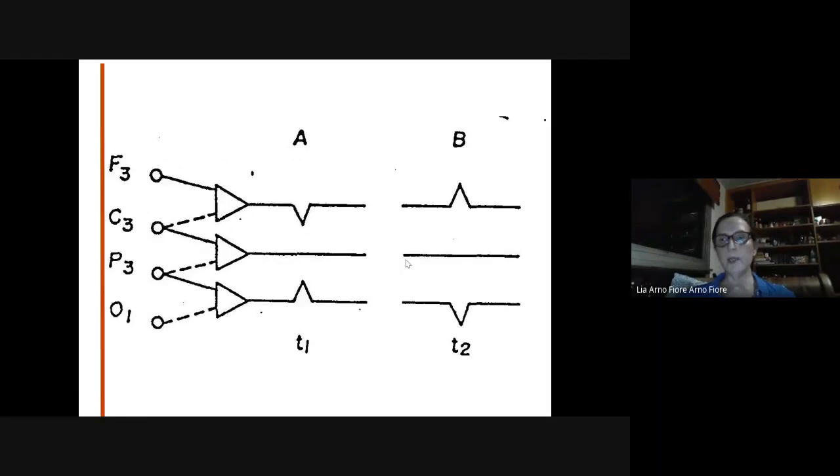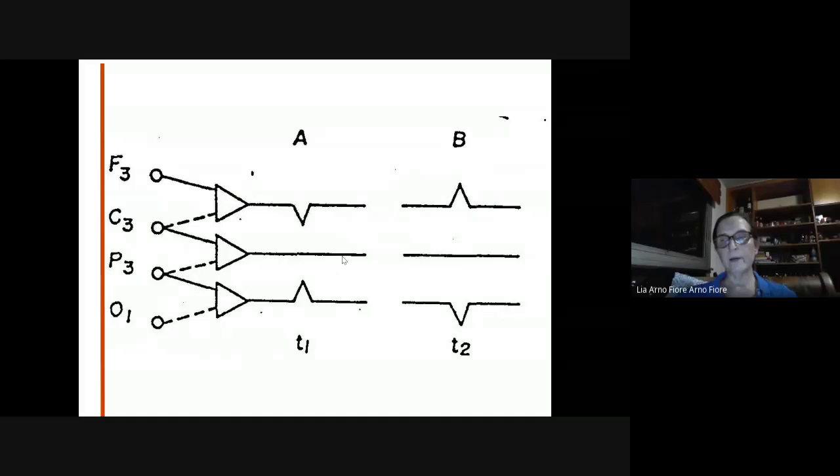Between F3 and C3, C3 is more negative, right? Between C3 and P, no difference, right? They're equipotent. And between P and occipital, P is more negative than the occipital. So what's going on? And if it's positive, it's the contrary. So what's going on? Either these two electrodes are so close that they're registering the same thing, which we would call a ponchi, right?